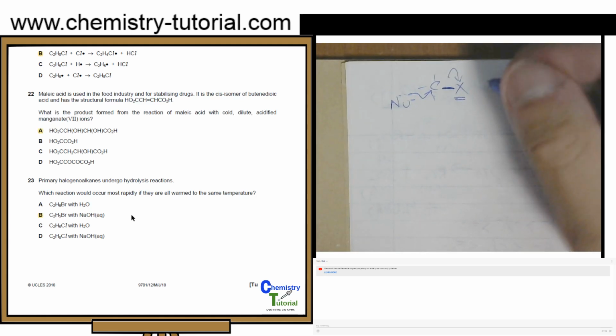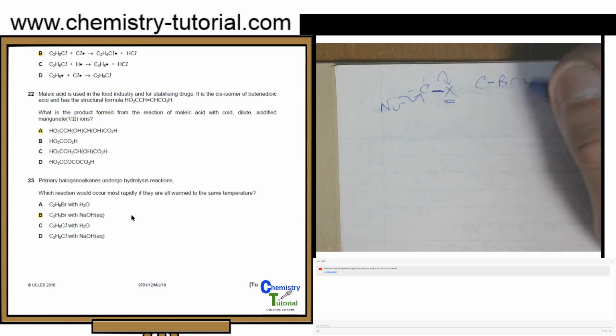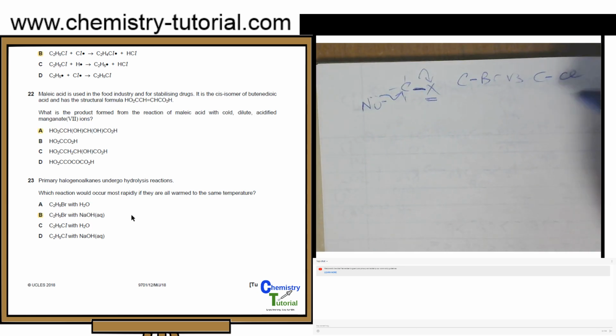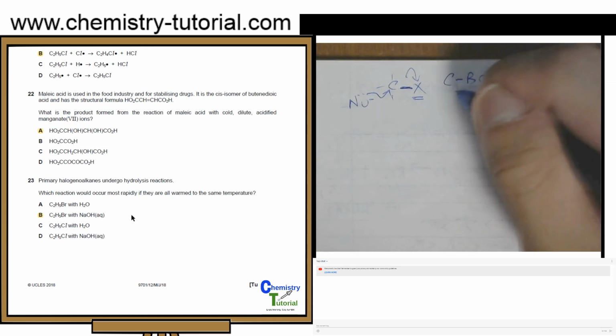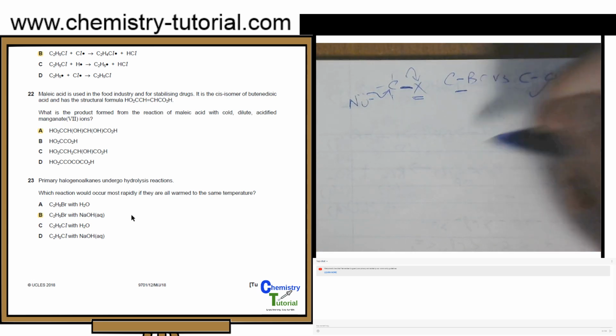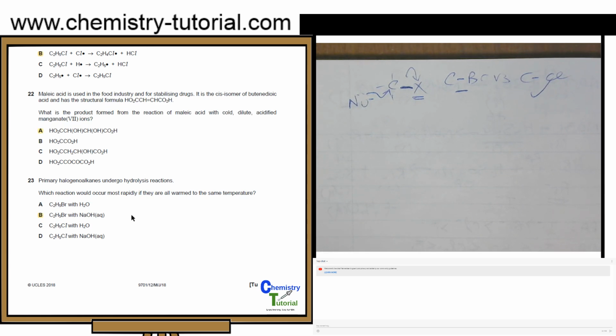So if you compare the C-Br versus the C-Cl bond, which bond is stronger? This bond is stronger. What we want is a weaker bond, which is the case here, so that the rate of hydrolysis will be much quicker. Hence, the only correct answer is option B for question 23.